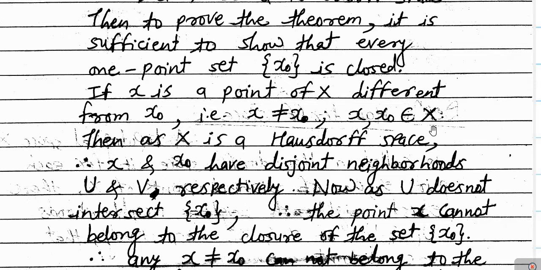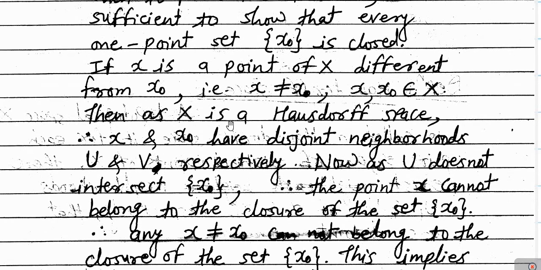Therefore, there exist neighborhoods of x and x0 such that those neighborhoods do not intersect each other, meaning they are disjoint. Then, as X is a Hausdorff space, by the definition of a Hausdorff space, x and x0 will have disjoint neighborhoods. Suppose the neighborhood of x is U and the neighborhood of x0 is V respectively.